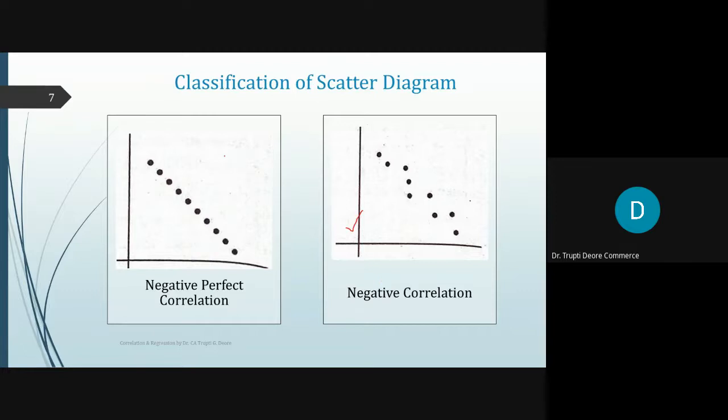But if there is the same exact change, that is, a decrease in x is the same amount of increase in y, or vice versa, an increase in x has the same amount of decrease in y, then it is called a negative perfect correlation because it gives a single line on your diagram. But if there is a slight variation, meaning the decrease in x is not exactly the increase in y, then that's why it is called a negative correlation.